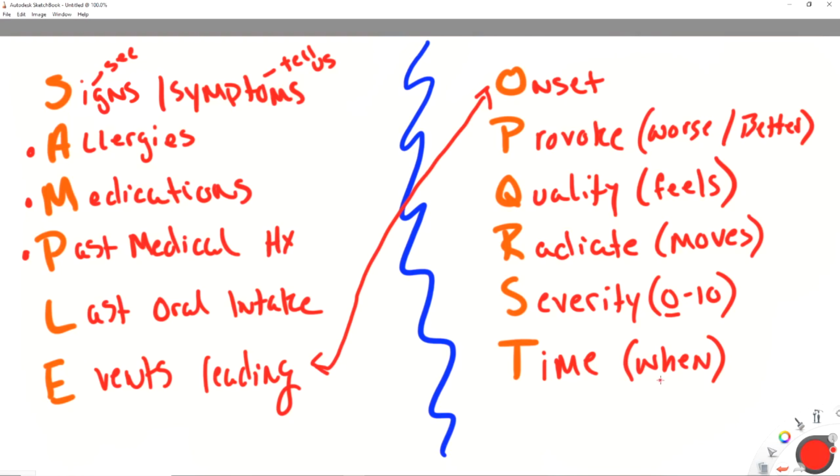That, guys, is SAMPLE and OPQRST. Hopefully now, whether you're a brand new provider or a seasoned one like myself, you will never forget the questions that need to be asked in every patient contact.